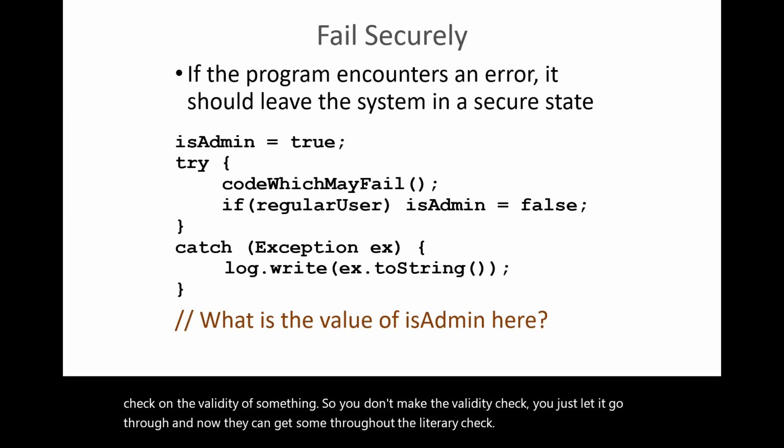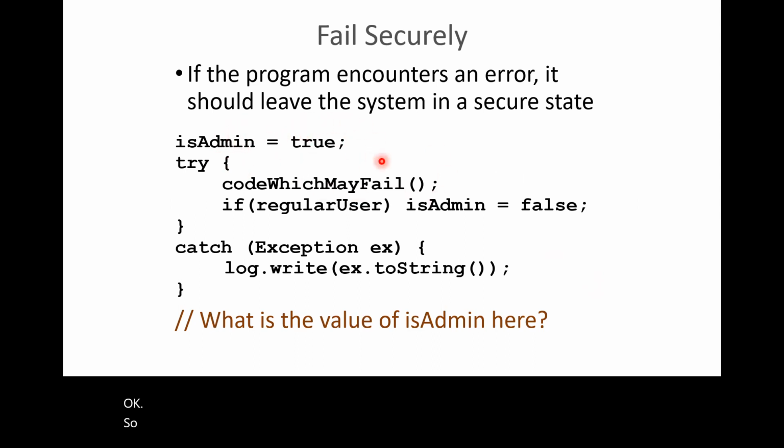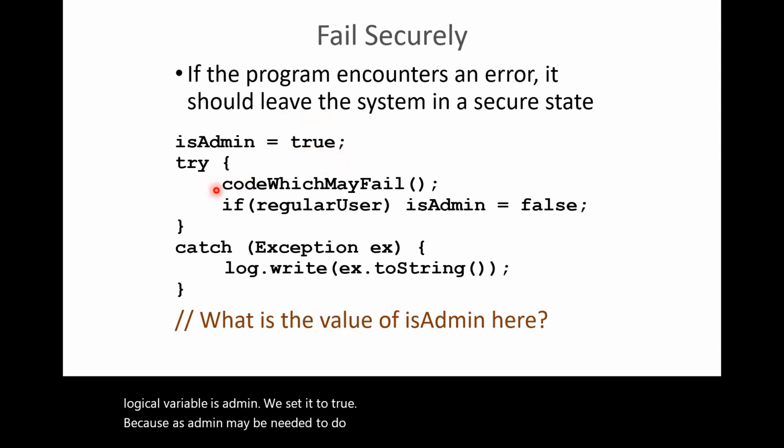Fail securely. I think we talked about that last time. Secure failing. I have this example I found. Make sure you always leave the system in a secure state. Let's look at this code. We have the logical variable isAdmin. We set it to true because isAdmin may be needed to do something. By the way, this is sort of pseudocode. I kind of just wrote this. And then we execute it.